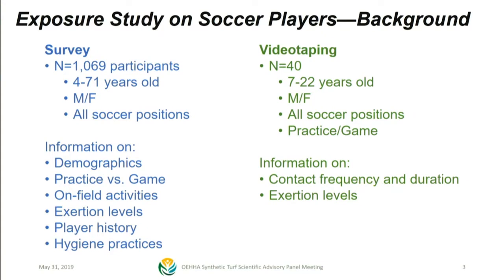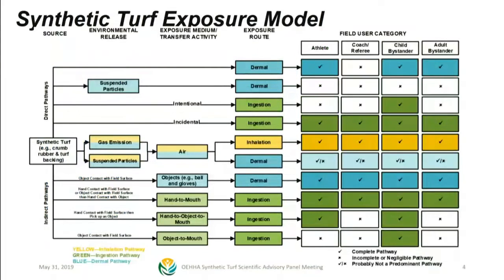We also collected information about their history, including when they started to play. 40 of those participants also participated in the video study. The age of these participants was from 7 to 22 years old, half were male, half were female, almost equally distributed amongst the four soccer positions. And we have video from an equal number of practices and games. So participants were videotaped through the course of an entire practice or game, and the video data were analyzed to gather information on their contact frequency and duration with the field and other objects, such as water bottles or hand-to-mouth activity. Analysis also noted how often they fall, slide, or dive, and the video data were also analyzed for exertion levels. So these data are used to derive the parameters for the inhalation, ingestion, and dermal pathways, as you can see shown here.